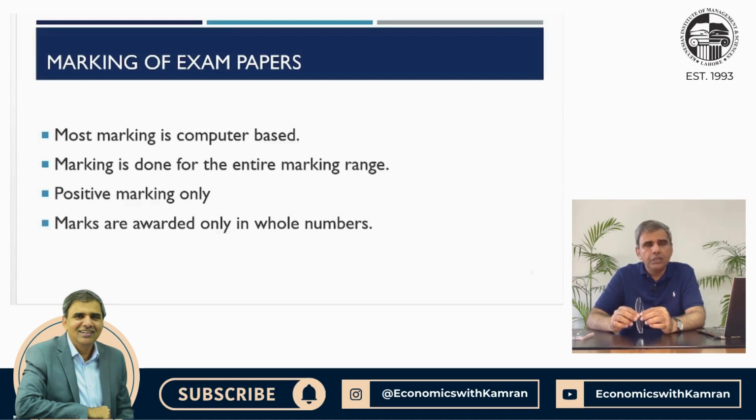Marking is only positive. So if you are supposed to give one example and you give two examples and one of them is correct and one of them is incorrect, you can still get the marks, because there is no penalty for a wrong answer, but there is a mark for a correct answer. So that's what we mean by positive marking only. The students should not be penalized for their mistakes, but they should be given credit for the things they write correctly. And marking is in whole numbers.